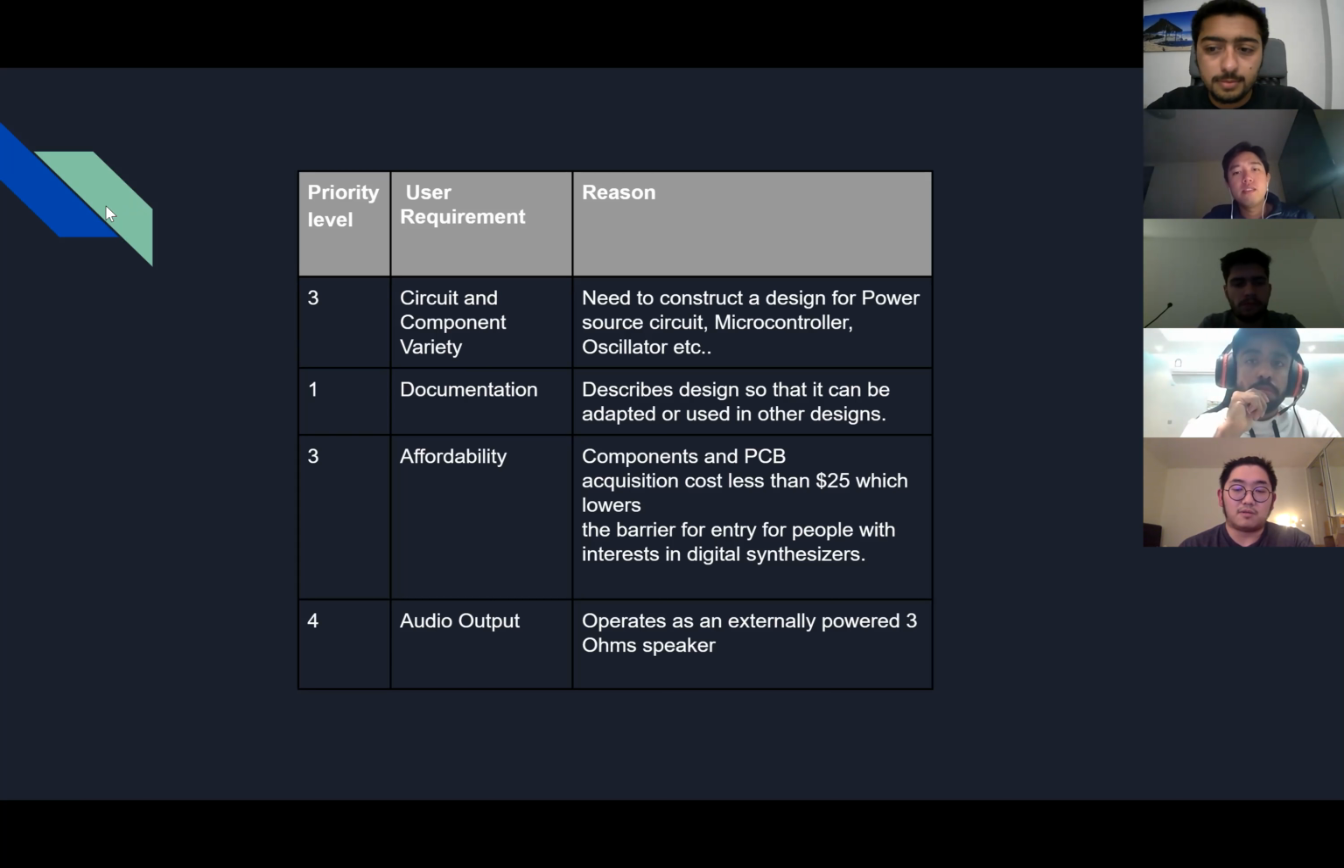For the audio output, the priority level is 4. The audio output operates as an extremely powerful on speakers.